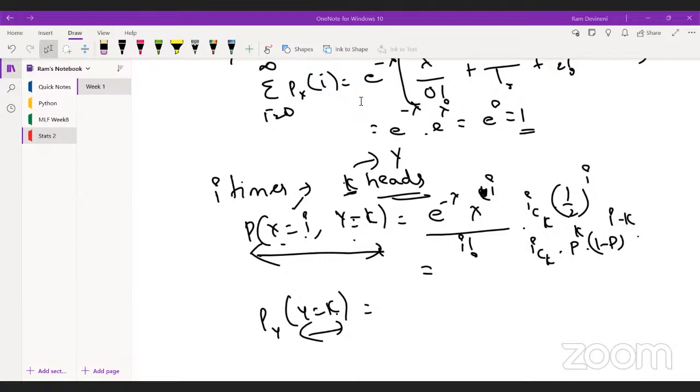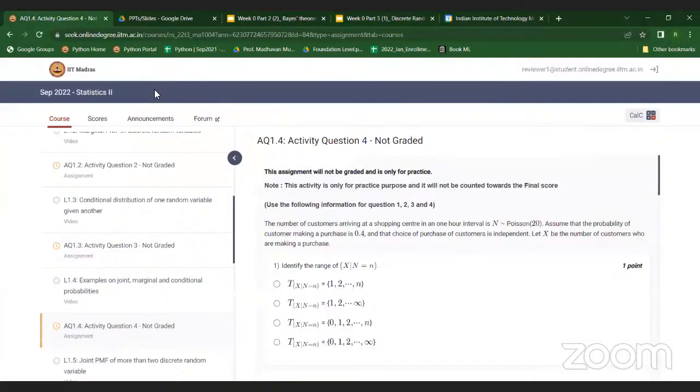So this is just combining the Poisson distribution with the coin toss, the binomial distribution one. I hope this much is sufficient to solve the problem. If anything else extra is required, I will discuss it.